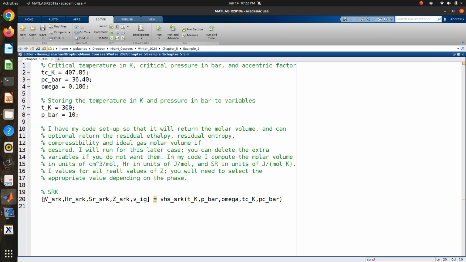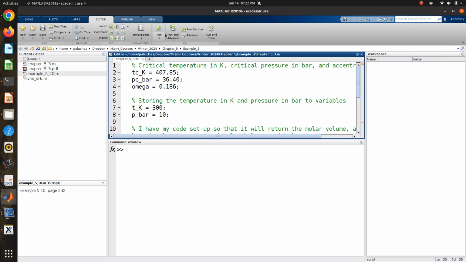Here's my function, with these parameters that need to be passed to it, and here are the variables that are going to get returned. I'm just going to put a tilde in for VSRK since I don't need the molar volume. I also don't need the ideal gas volume, so I'll put a tilde there, but I'll keep S. That way, if I get more than one real root, I can look at it and use that in my selection.